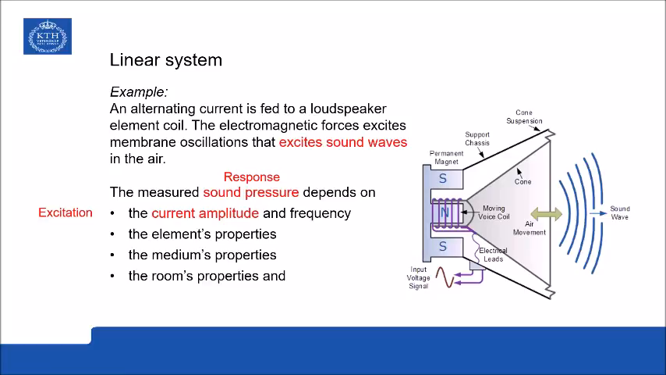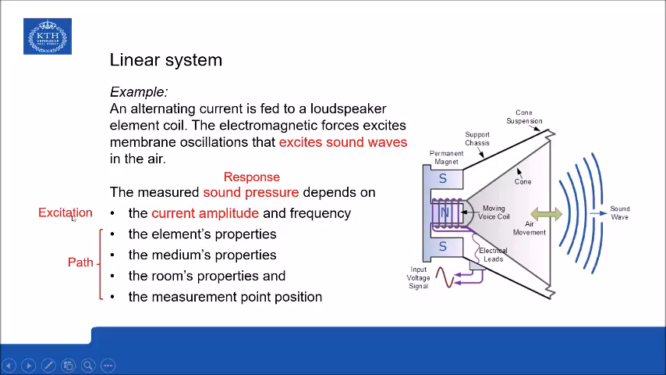Of course, there are the room properties. If we have this element placed in a room of limited size, the measured sound pressure will change if we change the room properties, that is, the size of the room and the absorption of the materials on the walls and ceiling of the room. And finally, the measurement point position will of course also affect the measured sound pressure. So these last four factors are what we call the path between the excitation and the response.